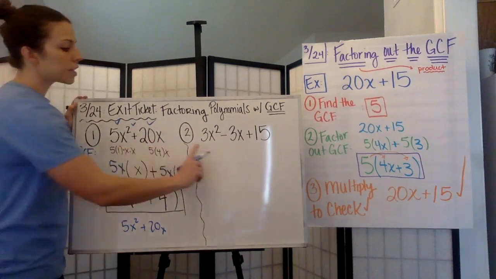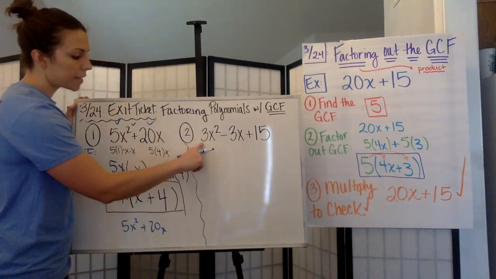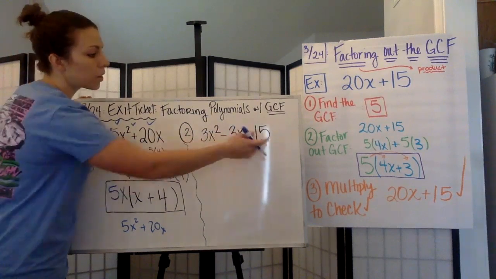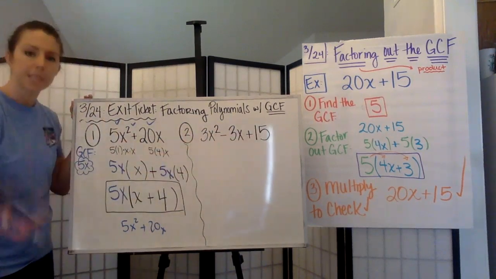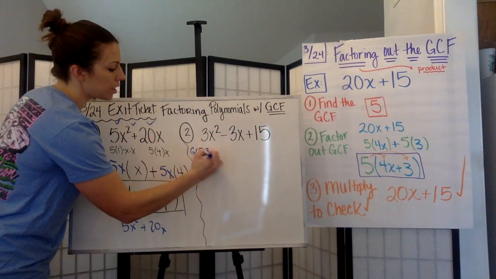So let's start with the numbers. We have a 3, and a 15. Well, I know 3 only has 2 factors, 1 and 3. So it's really just, is 3 also a factor of 15? Yes, it is. So I know my GCF here is at least going to be 3.